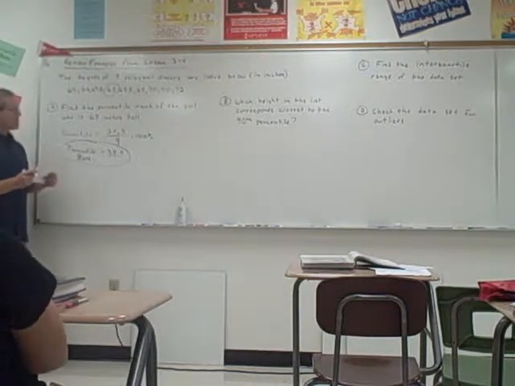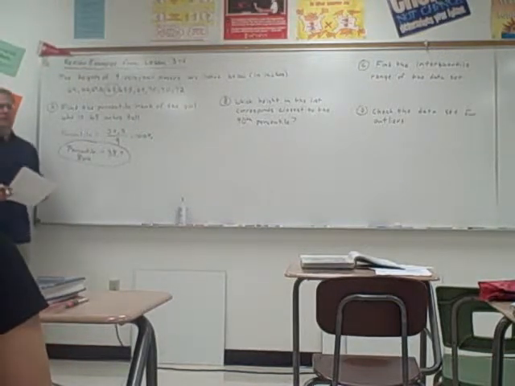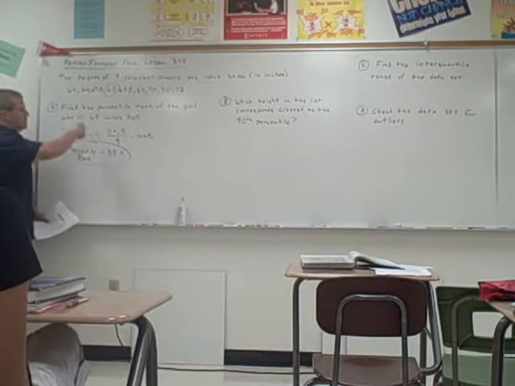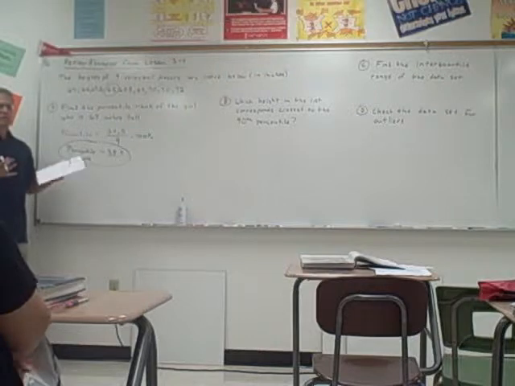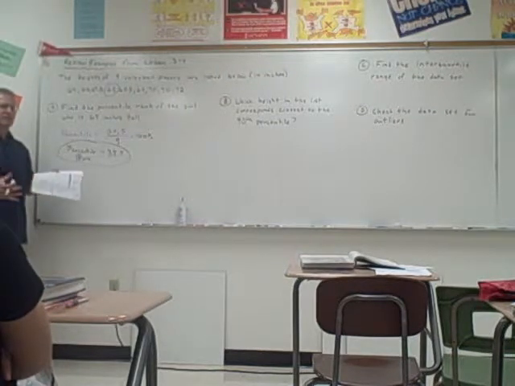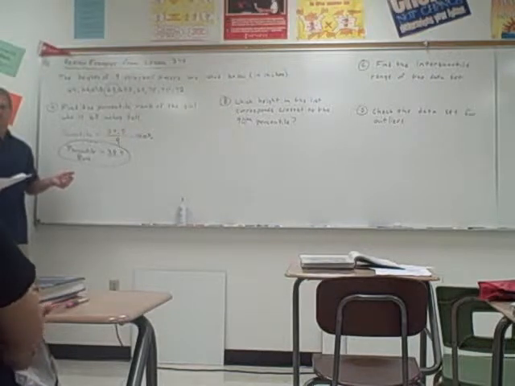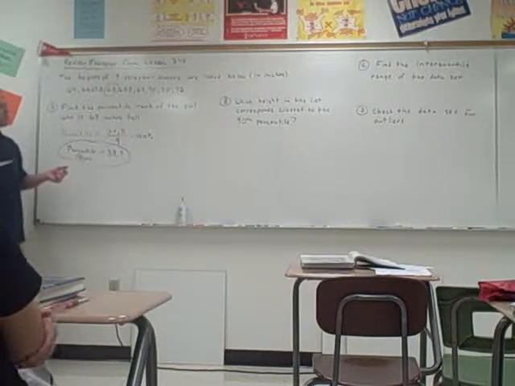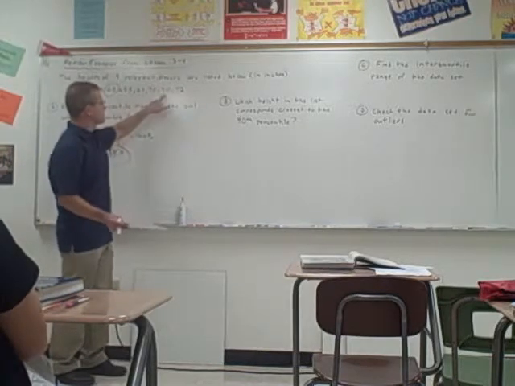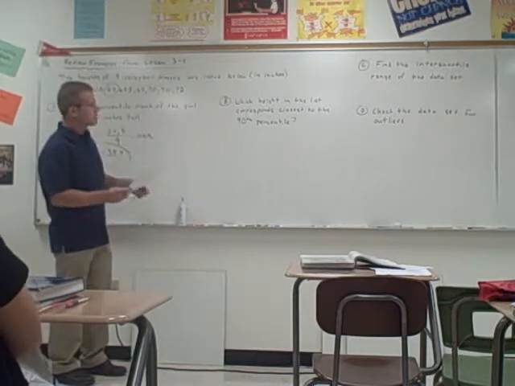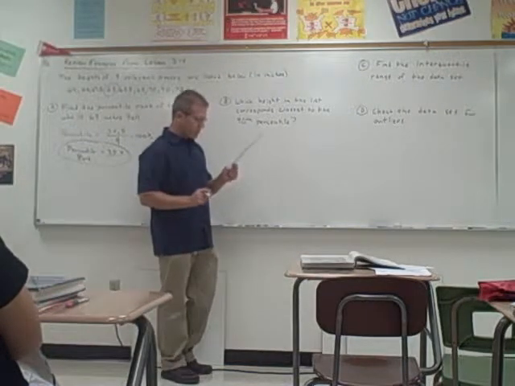Okay, B. Which height in the list corresponds closest to the 90th percentile? Maybe none of them are exactly at the 90th percentile, but if you had to pick one, which is closest? She's going to guess 70. That's a good guess. The 90th percentile has to be above 90% of them, so 70 might be a good guess. Let's see. The formula for this is on the bottom right-hand side of your formula sheet.